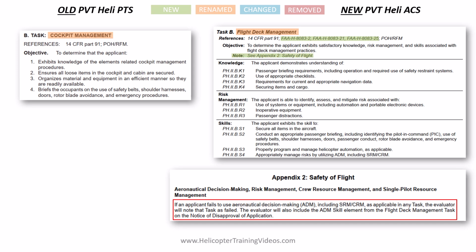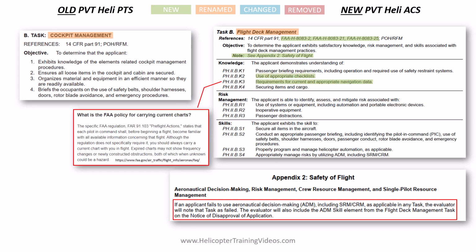As we covered in that big changes to private pilot, this flight deck management task, which is also in the commercial and the CFI ACS, has a reference to Appendix 2, Safety of Flight. And what that's basically saying is if you fail a task other than this task due to ADM or SRM, CRM issues, then you get this task as an additional fail, like a bonus fail. In the knowledge changes, we can see there's use of appropriate checklists. That was once a special emphasis item. It's now been spread throughout all of the relevant tasks. And you can also see the requirement for current and appropriate navigation data.